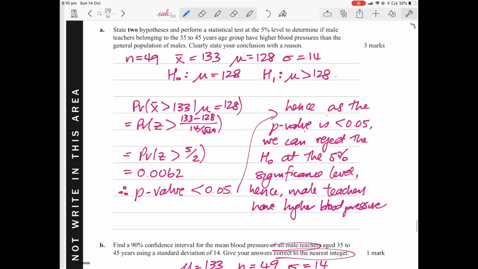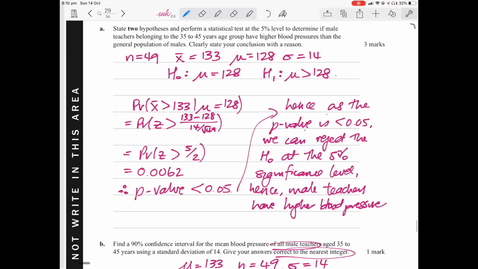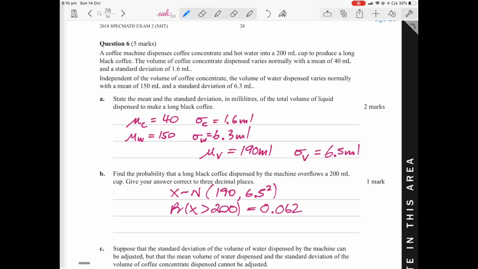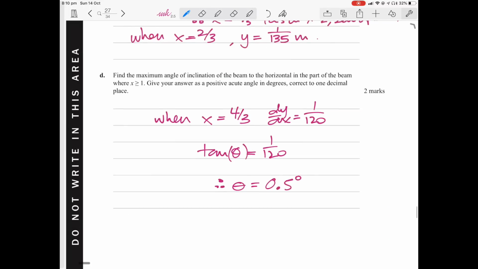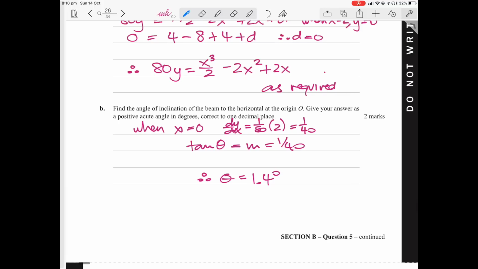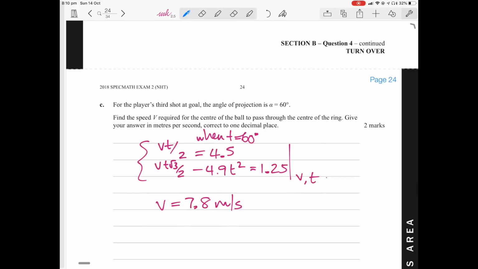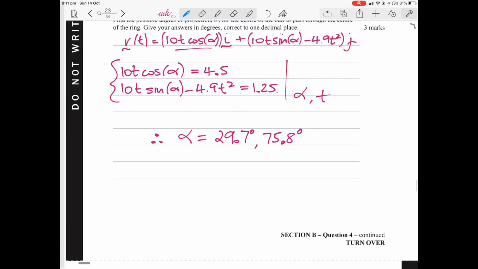State your conclusion with reason. And so as the p value is less than 0.05, we can reject H null at the 5% significance level. Maybe I wouldn't write that. I'd just say that we can reject. Don't want to give too much. 3.990062, so that's our mean and standard deviation of the volume. That's right. Done. I think that's right. Still not sure on that.